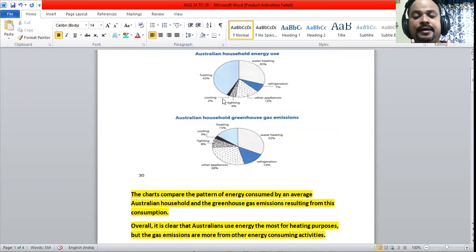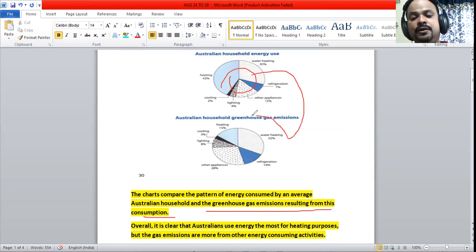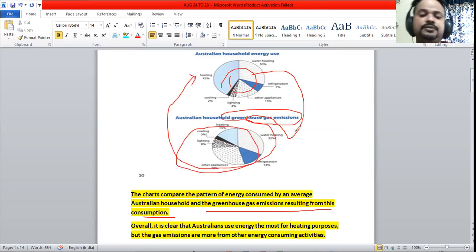The pattern of energy consumed. You can see the pattern of energy consumed here. This is the pattern of energy consumption. And the greenhouse gas emissions resulting from this consumption. So I have linked the first pie chart to the second pie chart. I merged these things. Even though these are two charts, I made a direct relationship between these two.